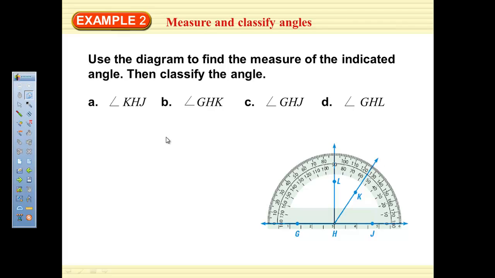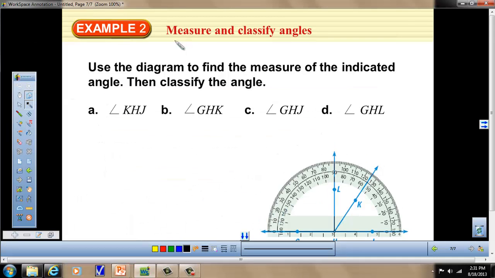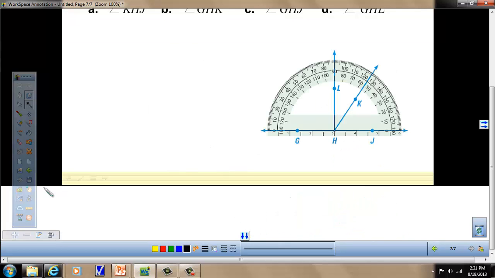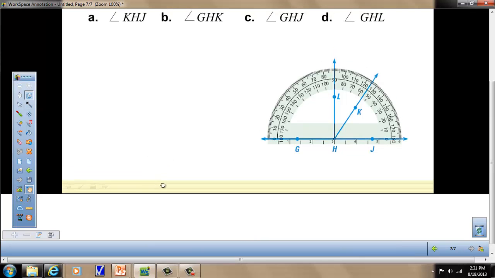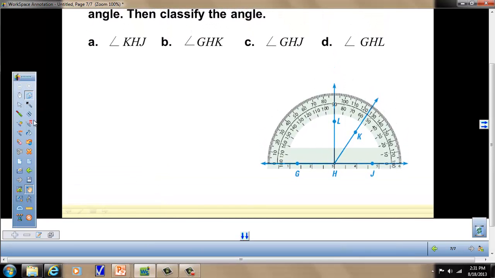Now we're going to look at how to measure and classify angles. So there's two parts to this problem. We have to measure them first and then classify them. If we look carefully at this protractor, the protractor has two scales on it. So we have a scale that starts at 0 and goes all the way up to 90 and then all the way down to 80, which is on the outside.